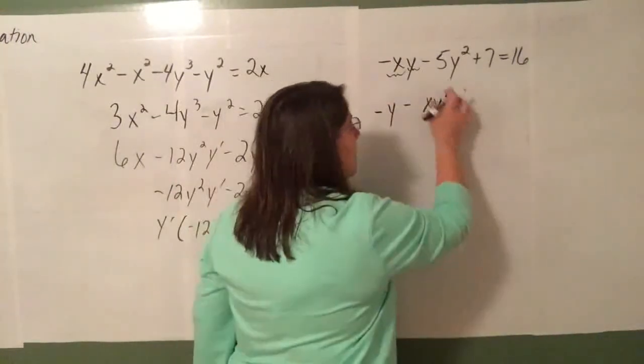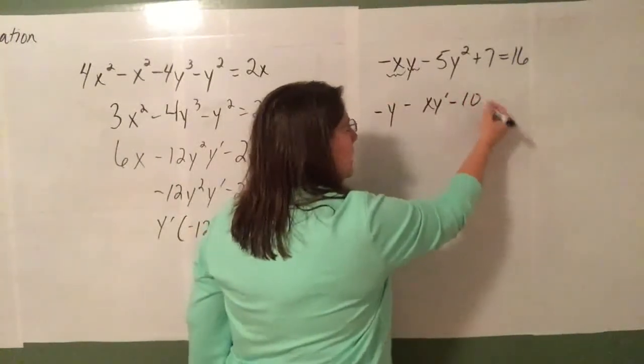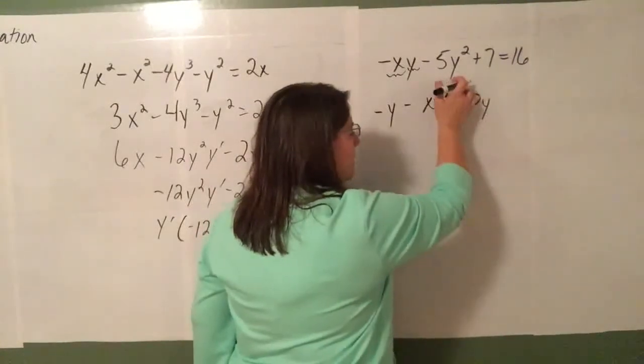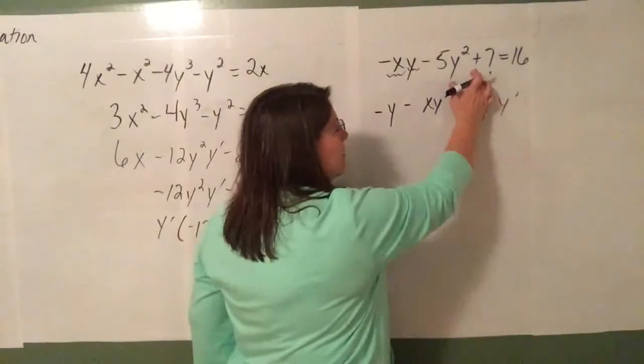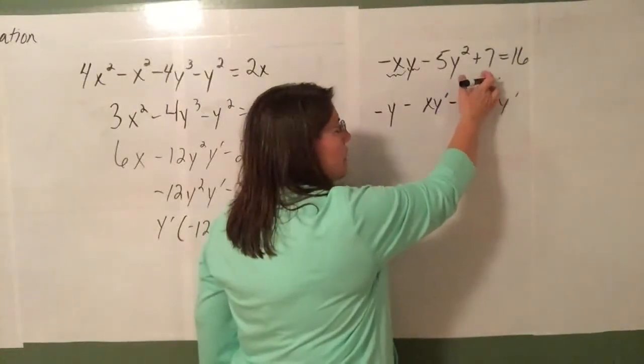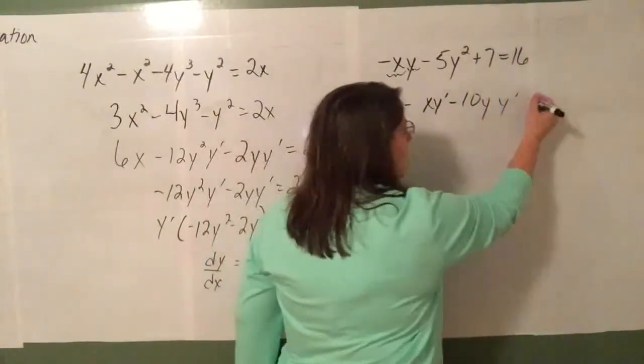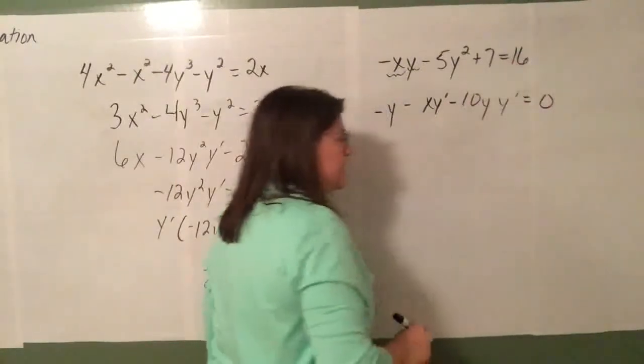In this term, that would be a minus 10y. That is the derivative of a y, so we need a y prime. Plus 7, the derivative of that is 0. That equals 0 because the derivative of 16 is 0.